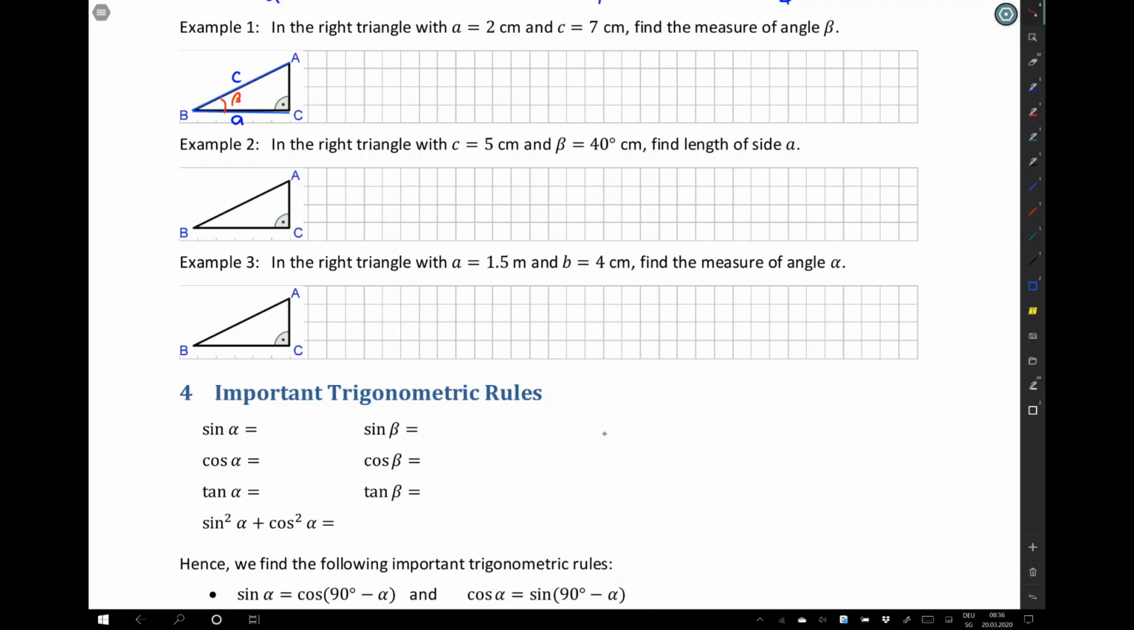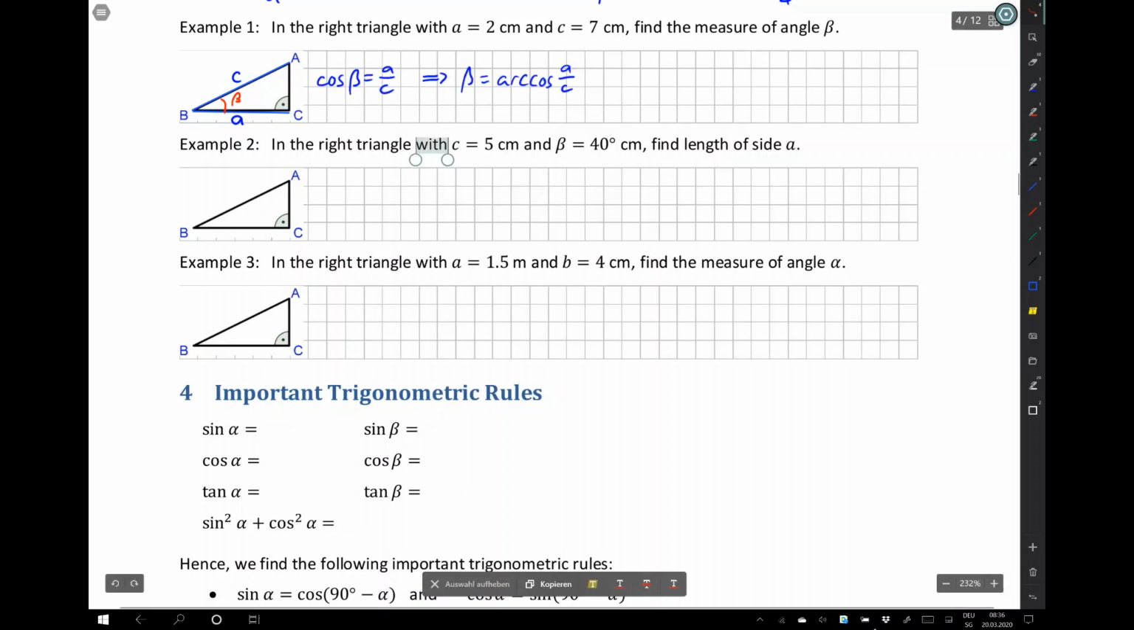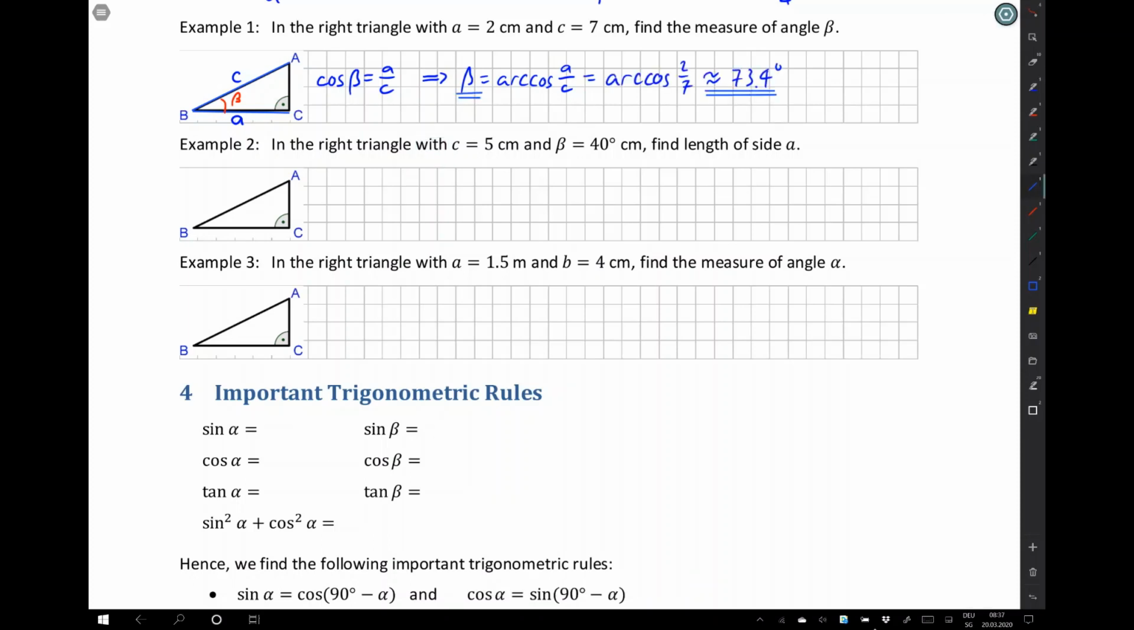In example 1, side A and C are given and we're looking for the angle beta. C is the hypotenuse, A is the adjacent, so it is the cosine we're talking about. Cosine of beta is A divided by C, so beta is arccosine of A divided by C, and we get arccosine of 2 divided by 7, which is approximately 73.4 degrees.